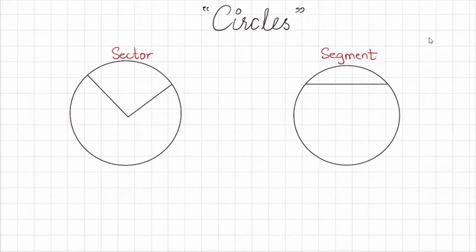A sector is made by two radii. A segment is made by a chord. These divide the circle into a minor sector, major sector, minor segment, major segment.